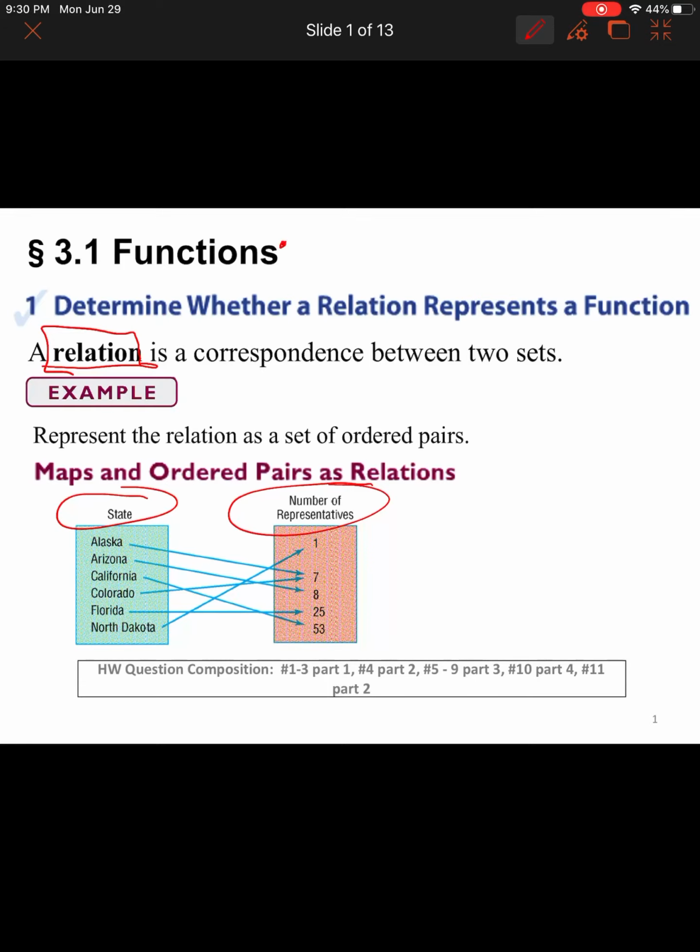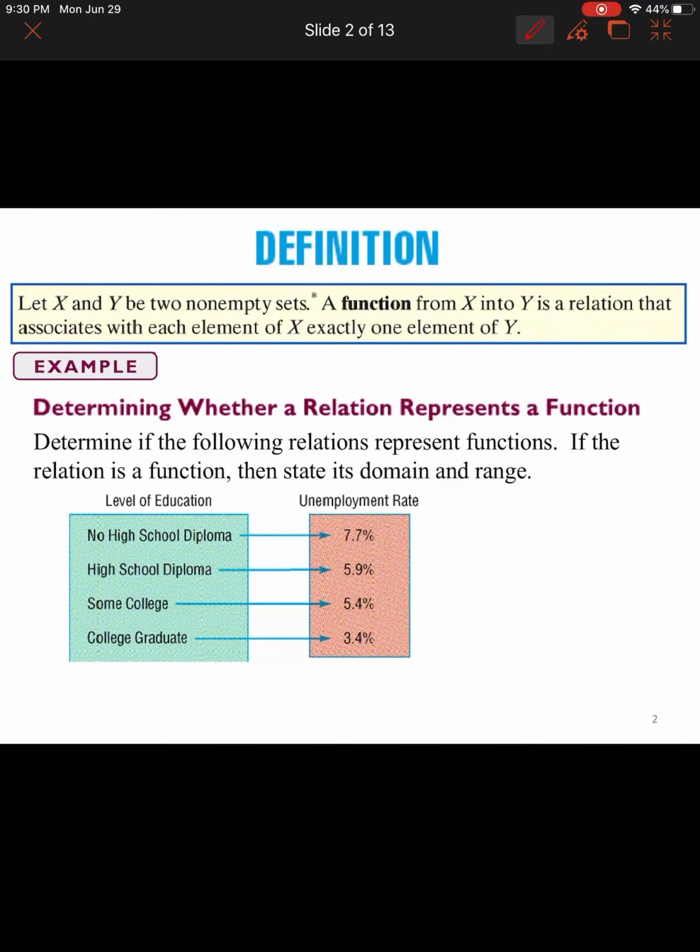Now a function is a relation with no repeating input values. No repeating input values. That's what a function is. So if we take the definition of relation and put it inside this definition for function, we can say that a function is a correspondence between two sets with no repeating input values. Alright, so let's move on to the next slide.